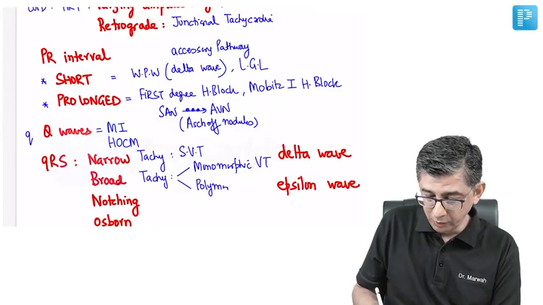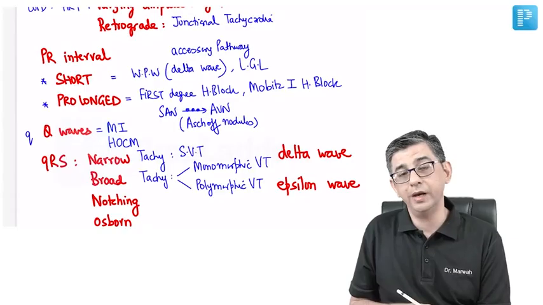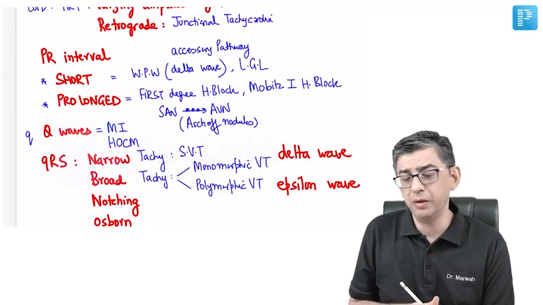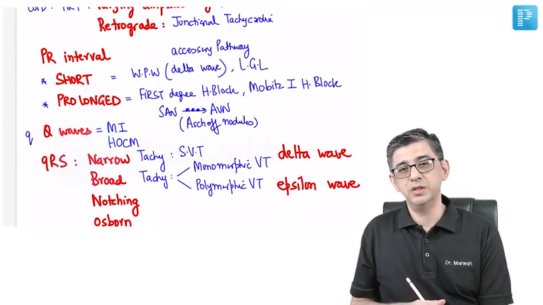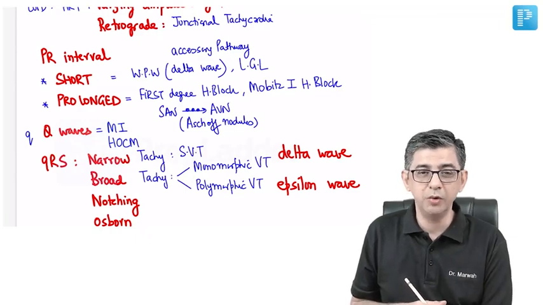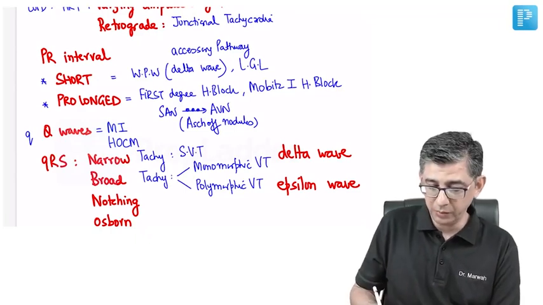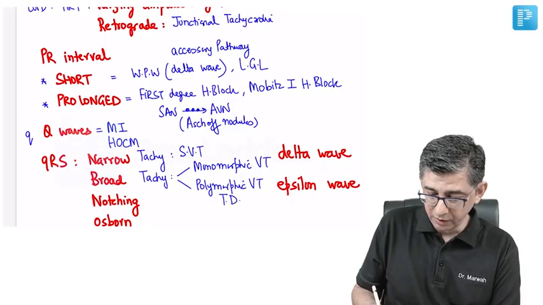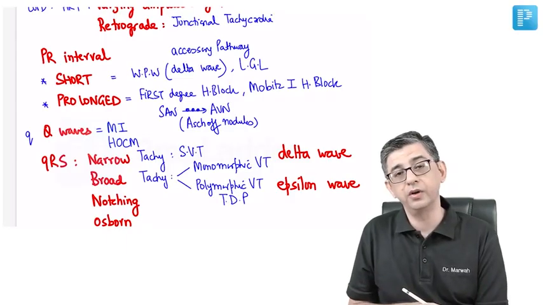When it comes to a polymorphic VT, most of the time patients would be pulseless and would require defibrillation. Otherwise, if the person is hemodynamically stable, blood pressure more than 90/60, I can use magnesium sulfate in the patient. Polymorphic ventricular tachycardia is also called Torsades de Pointes.